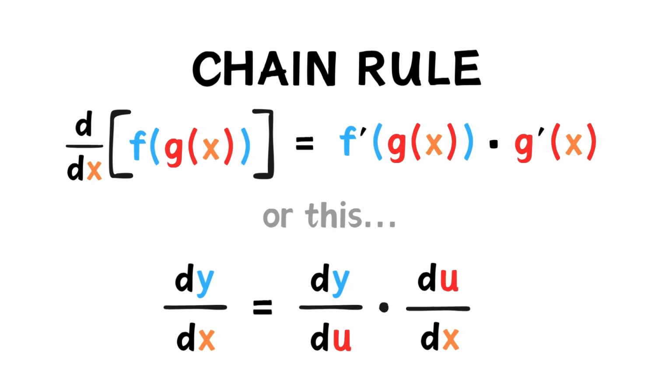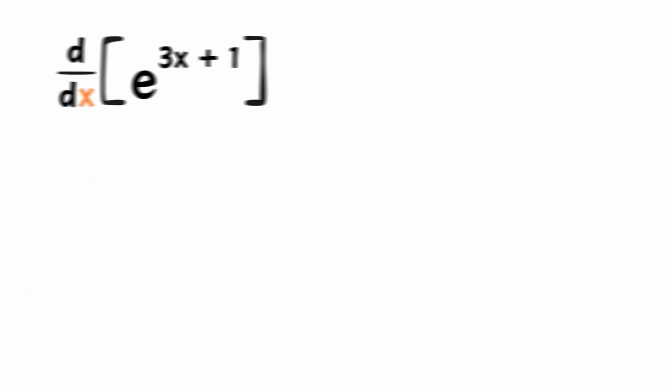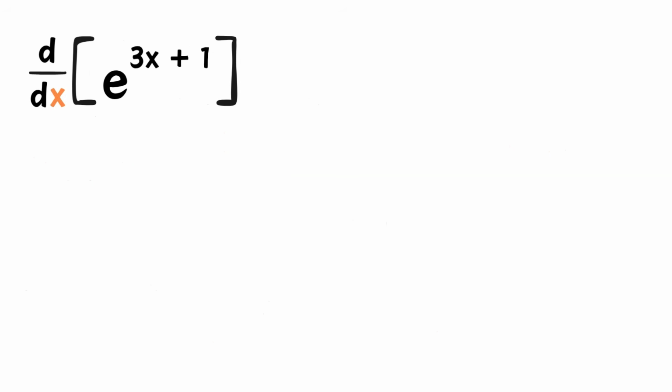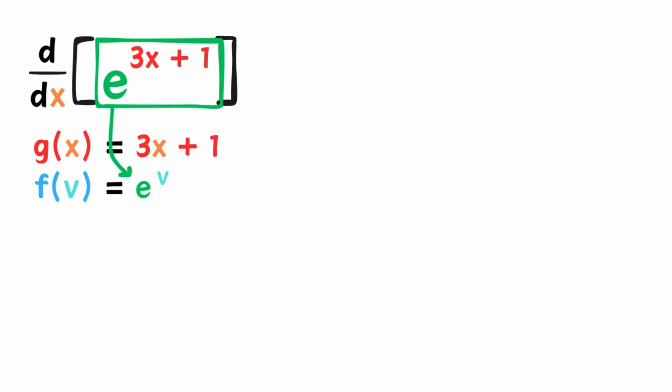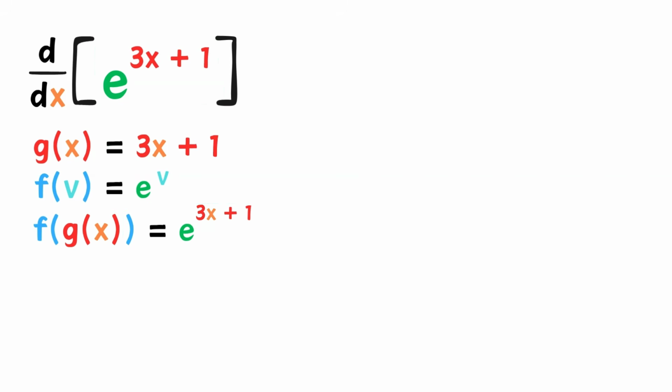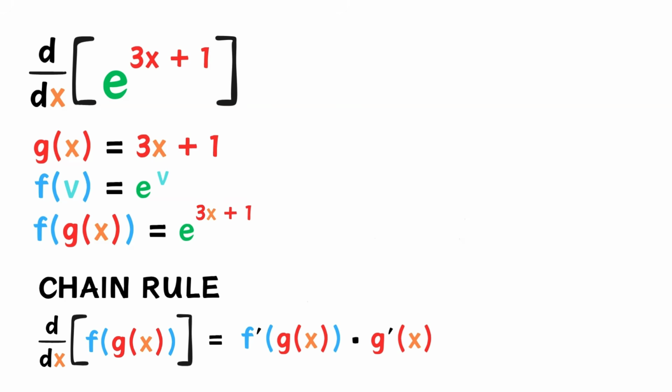So now that we know the intuition behind the chain rule, let's use it in a real example. Find the derivative of e to the 3x plus 1. We can break this into two functions. g of x can be 3x plus 1, and f of v can be e to the power of v. So if we set v to g of x, we see that we're looking at a composite function.